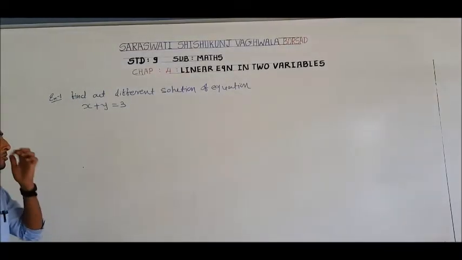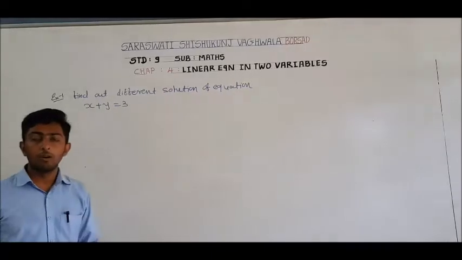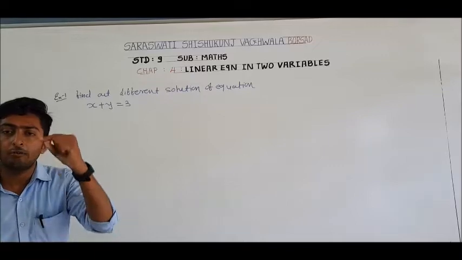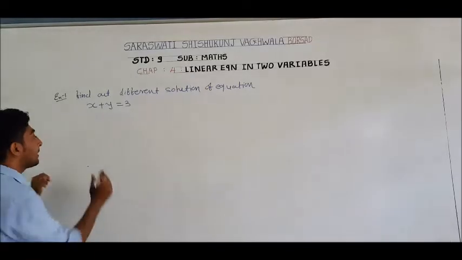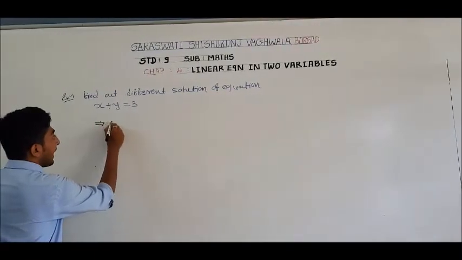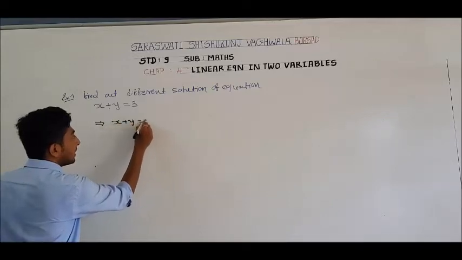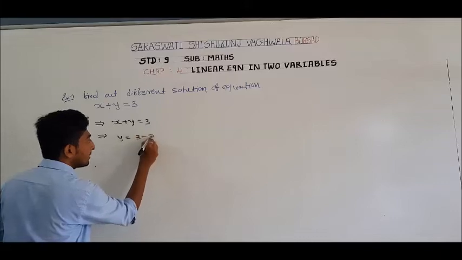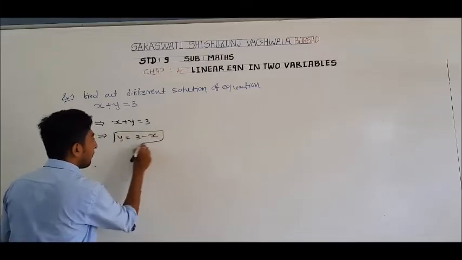Find out different solutions of the equation x plus y equal to 3. Friends, the first step is you have to find the value of one variable. That means I can write x plus y equal to 3, so I can write y equal to 3 minus x. This is your first step.